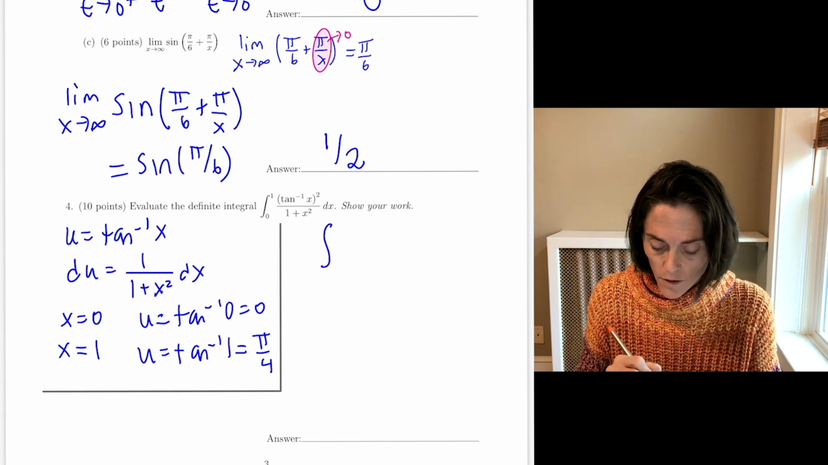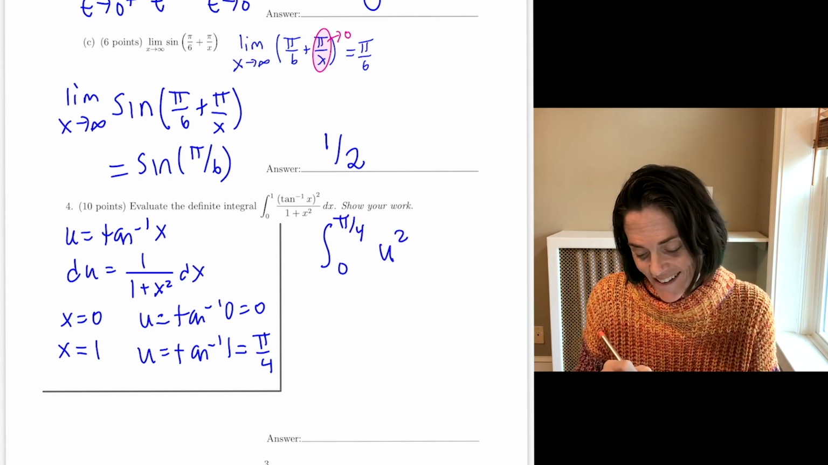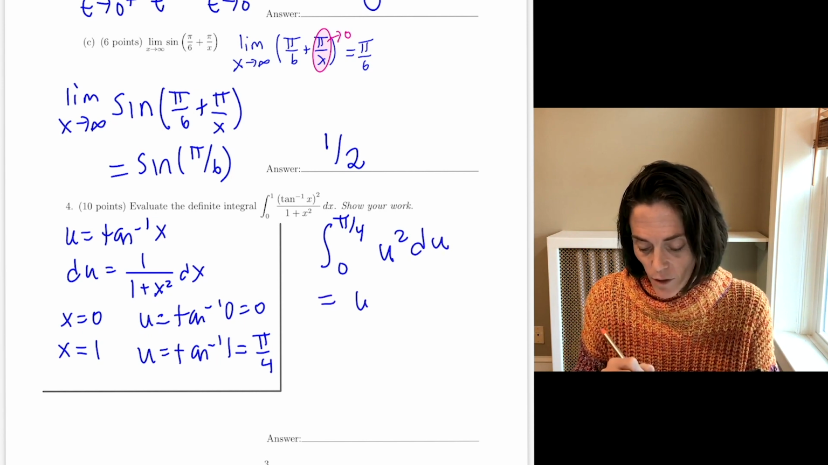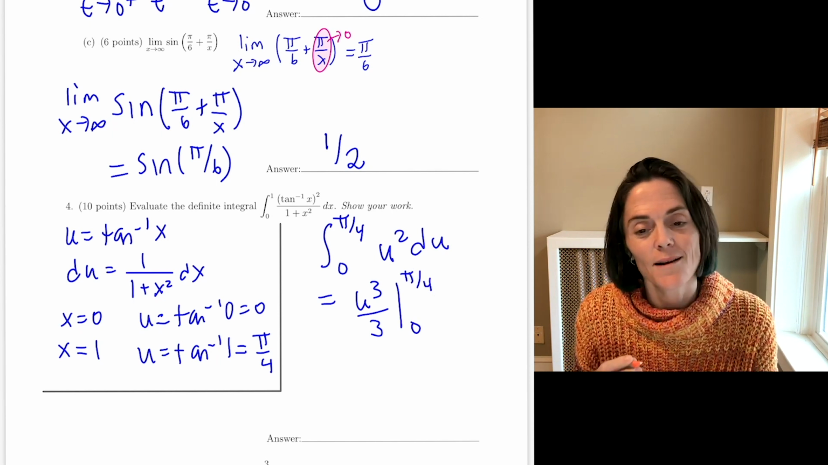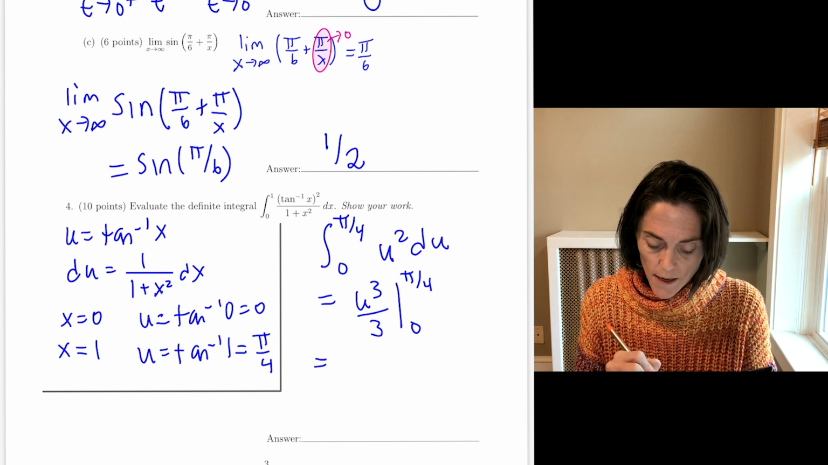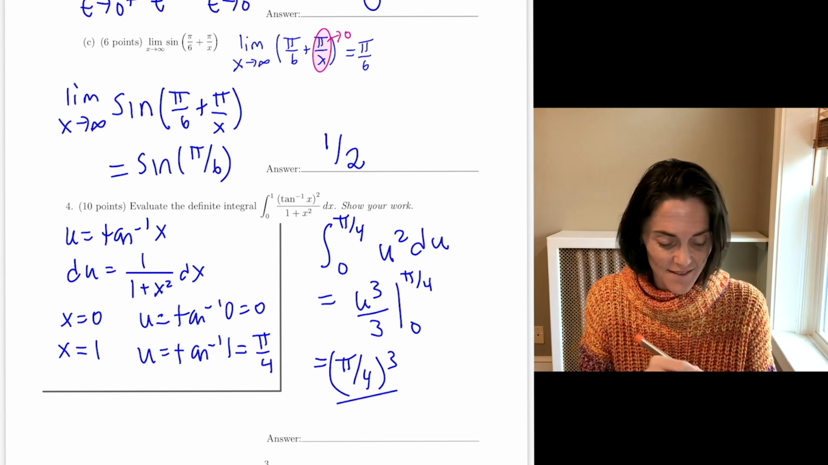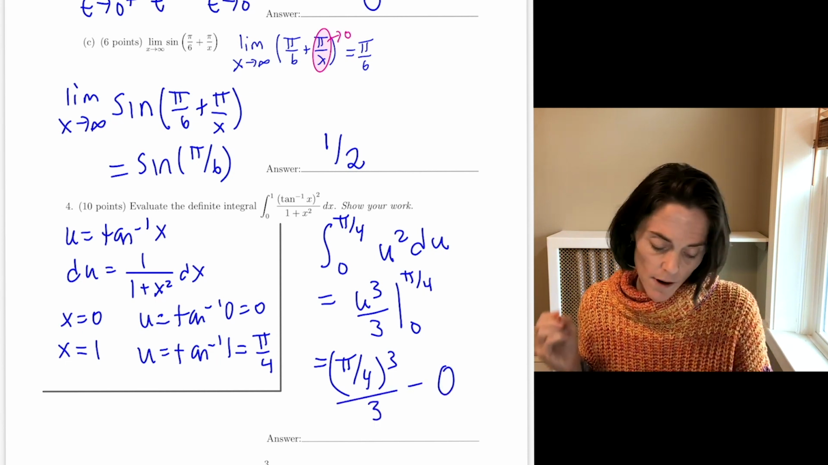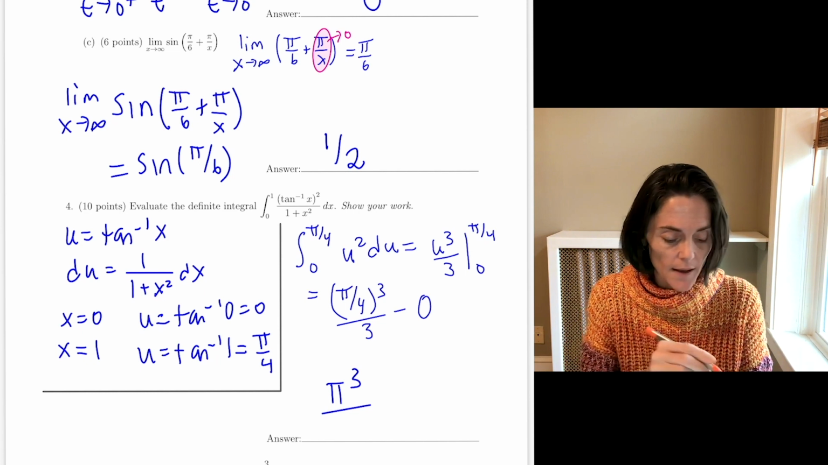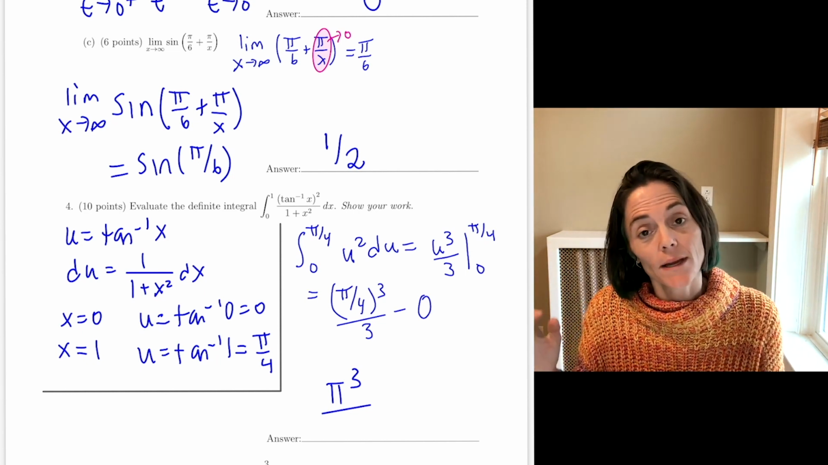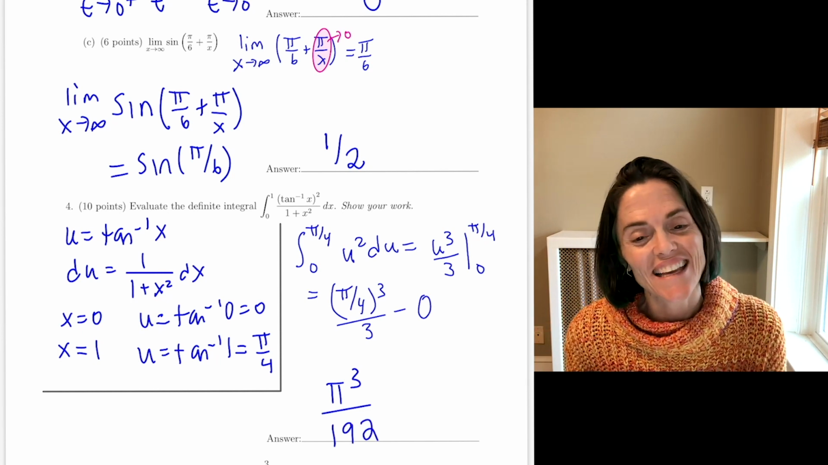Now I'm ready to get back to my integral. This becomes an integral from 0 to pi over 4. We just have u squared du. Now integrate: u cubed over 3. We evaluate between 0 and pi over 4. And we're almost there. We have pi over 4 cubed over 3 minus 0. So you see my answer. We have pi cubed divided by, well, it will be 4 cubed times 3, which, according to my calculator, is 192. This is my final answer here.